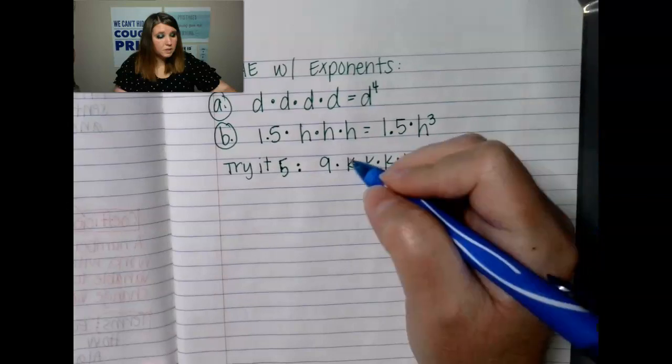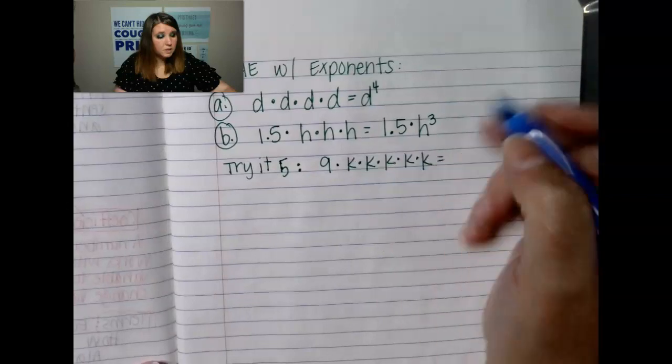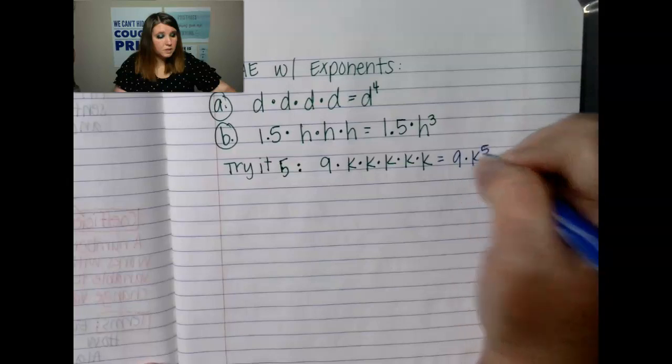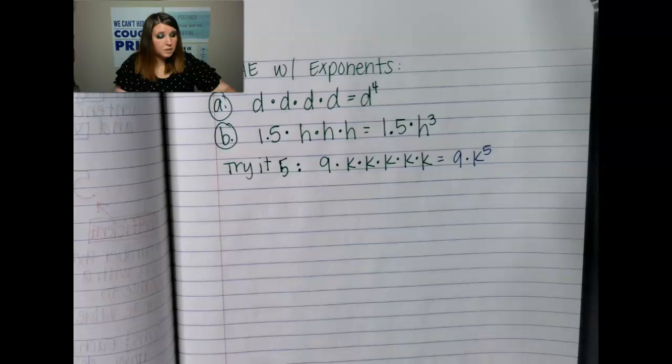So you can check your work. 1, 2, 3, 4, 5. 5 k's, so this is 9 times k to the 5th. How did you do? Hopefully you did awesome.